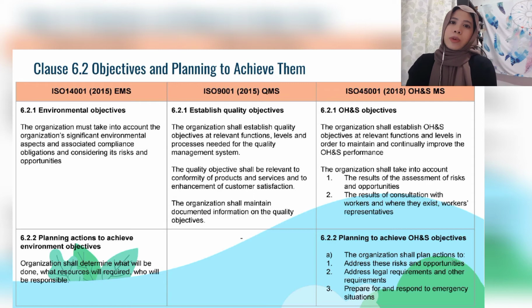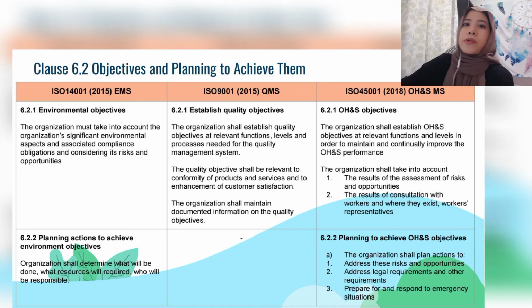For ISO 45001 OHS objectives, the organization shall establish OHS objectives at relevant functions and levels in order to maintain and continually improve the OHS performance. Planning to achieve OHS objectives, the organization shall plan actions to address these risks and opportunities, legal requirements and other requirements, and also prepare for and respond to emergency situations.